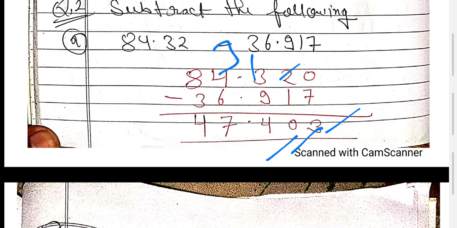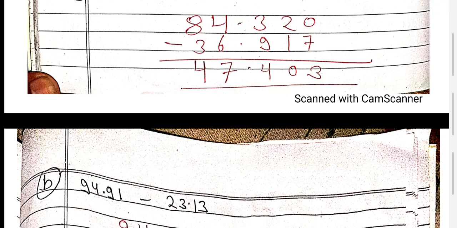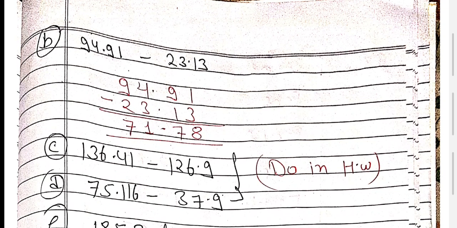It becomes 3. Then 3 minus 6 not possible, take 1 carry, becomes 13. 13 minus 6 becomes 7. What is remaining here? 7. Then 7 minus 3 you get 4. So your answer is 47.403. Simply addition is there, nothing else. Now come on B part.